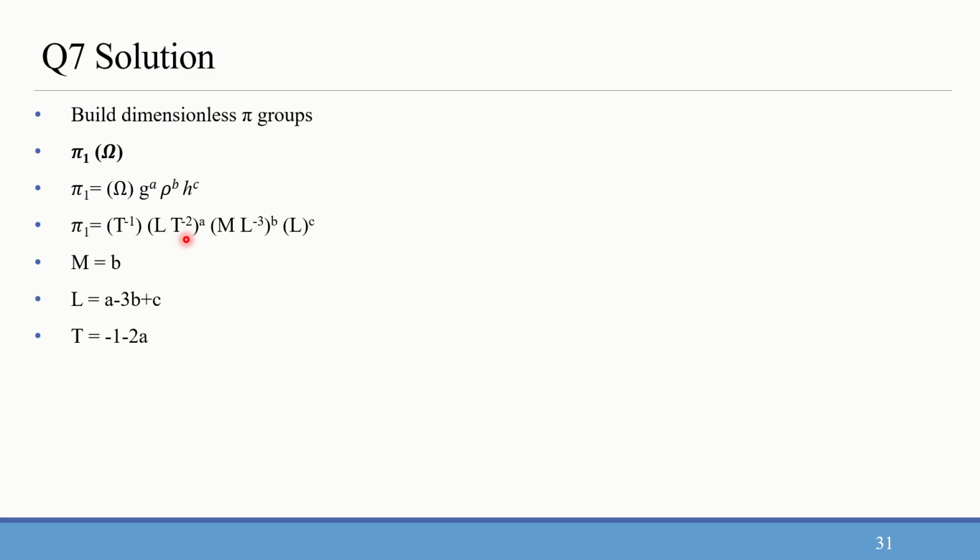What we can get from here is that b is equal to 0, and a is equal to minus c, and a here is equal to minus 1 by 2.